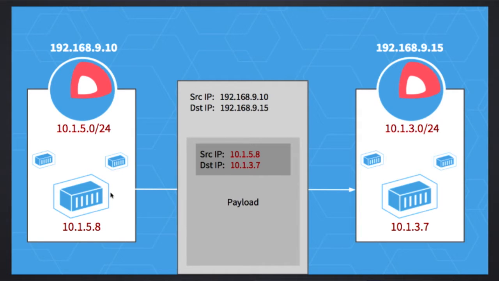You can see that the inner packet, that's the packet that the container has decided to send, is being wrapped inside another IP packet, actually inside a UDP packet. And then the wrapped packet, the encapsulated packet, gets sent over the existing infrastructure and then gets unwrapped at the receiving end and forwarded over to the destination container.